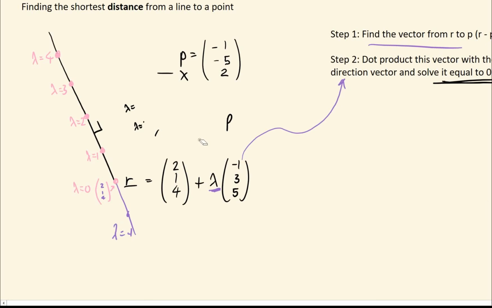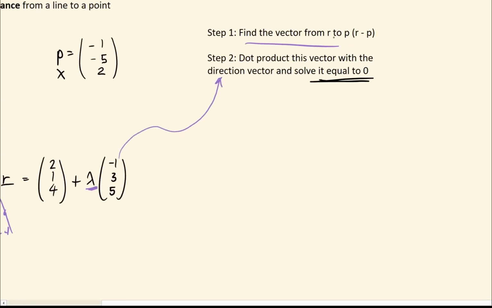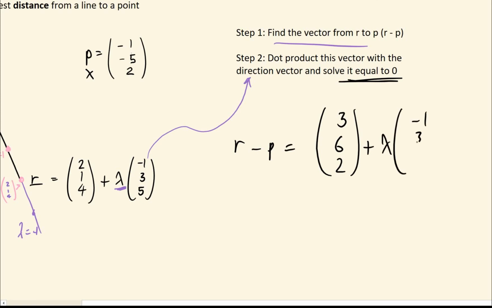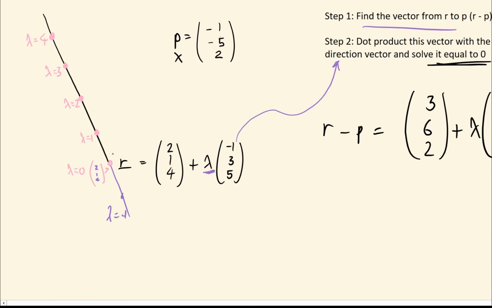Okay, let me actually go through that. So step 1, find the vector from r to p, which is just r minus p. So r minus p, I do this, take away this, so 2 minus minus 1 is 3, 1 minus minus 5 is 6, 4 minus 2 is 2, plus lambda times minus 1, 3, 5. And again, as this lambda changes, where my line goes through this line is also going to change. So this basically represents all these lines at the same time.